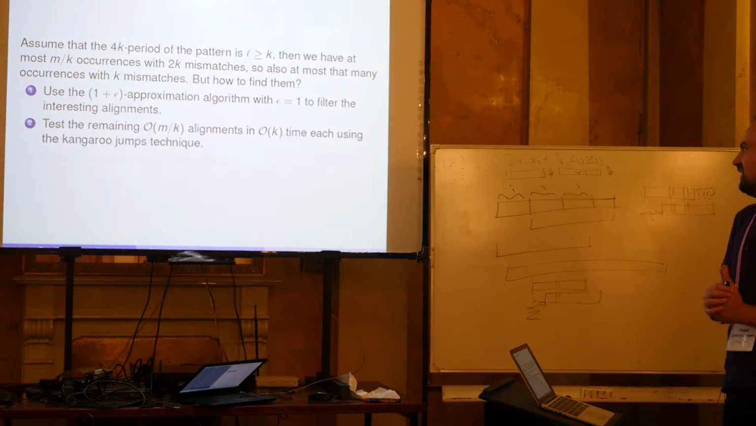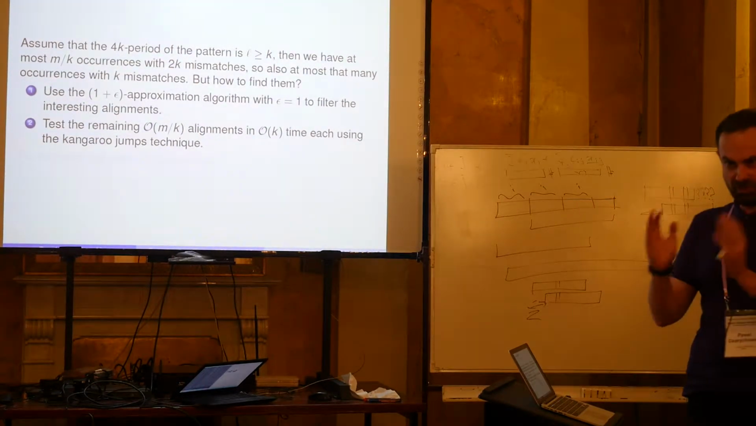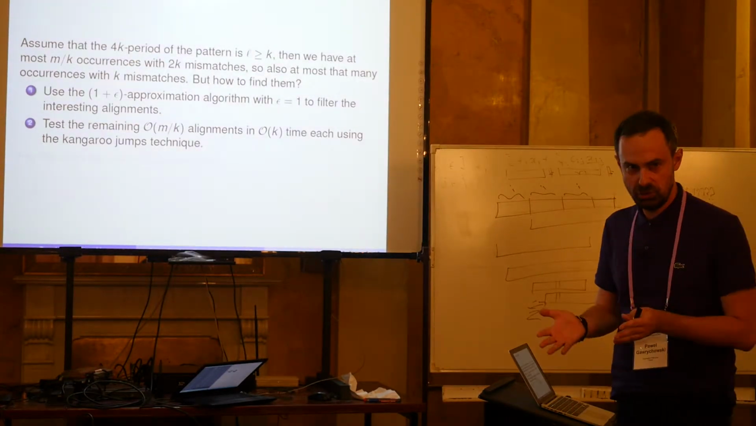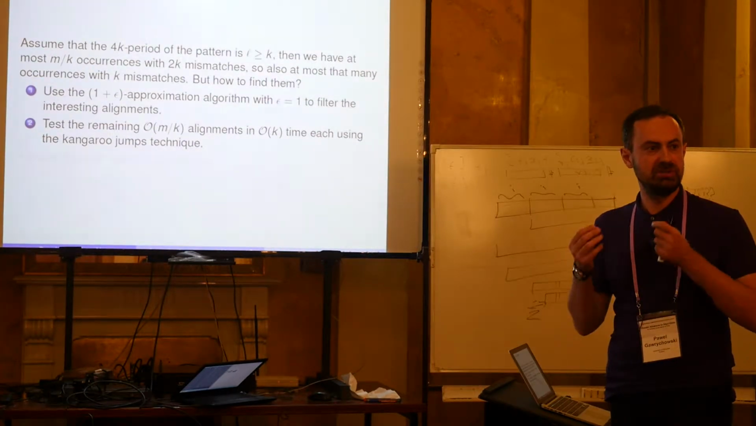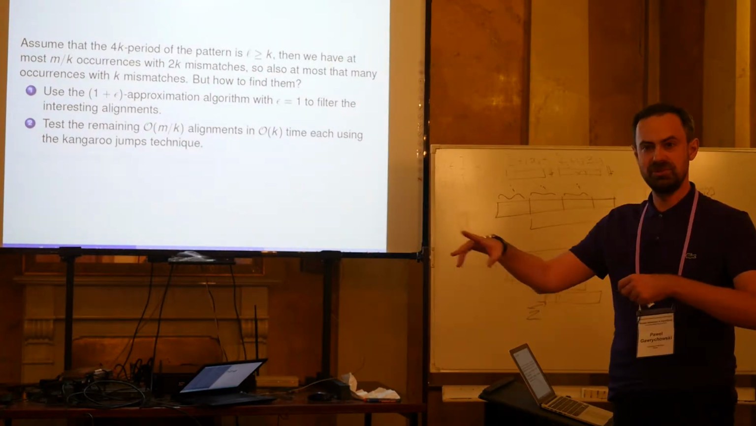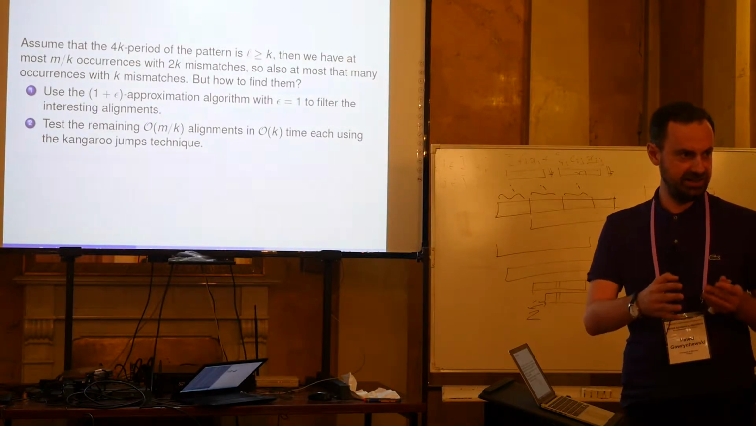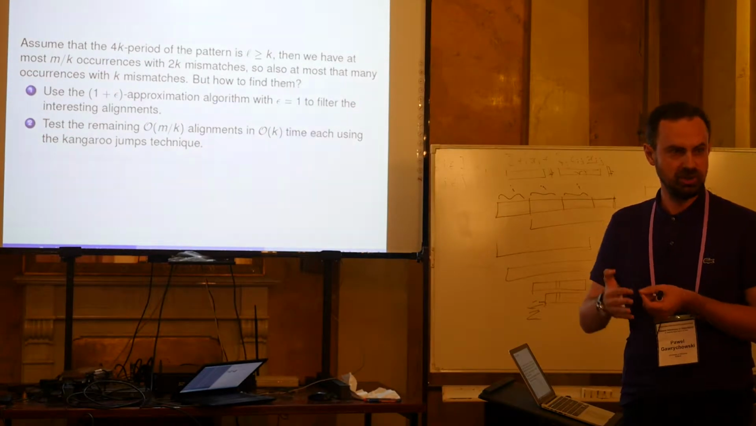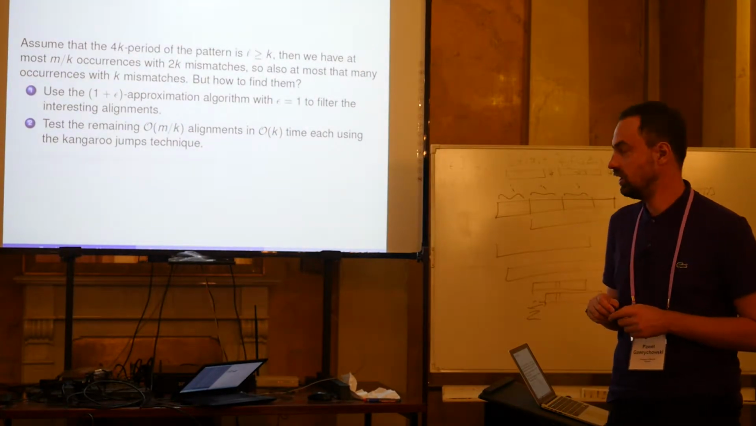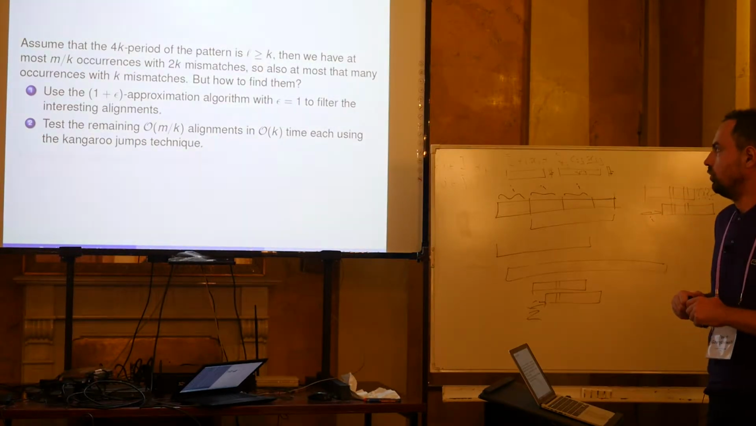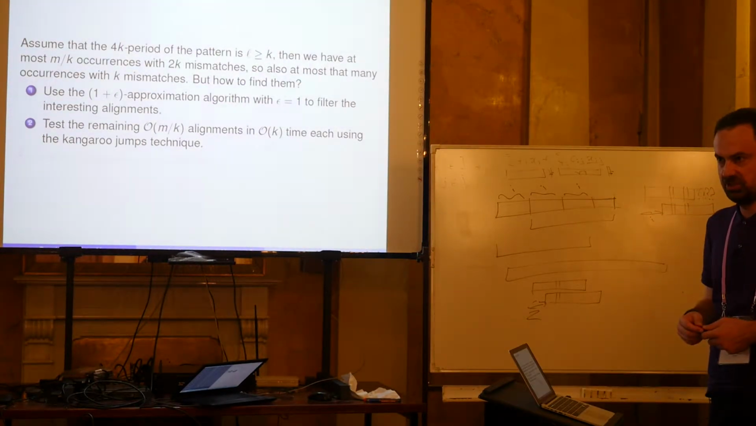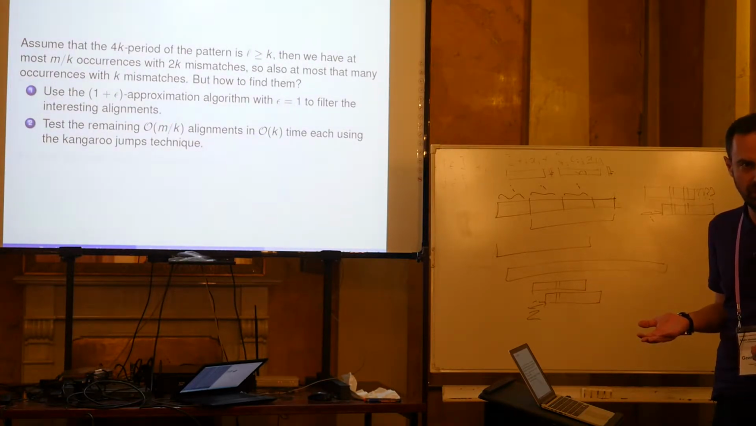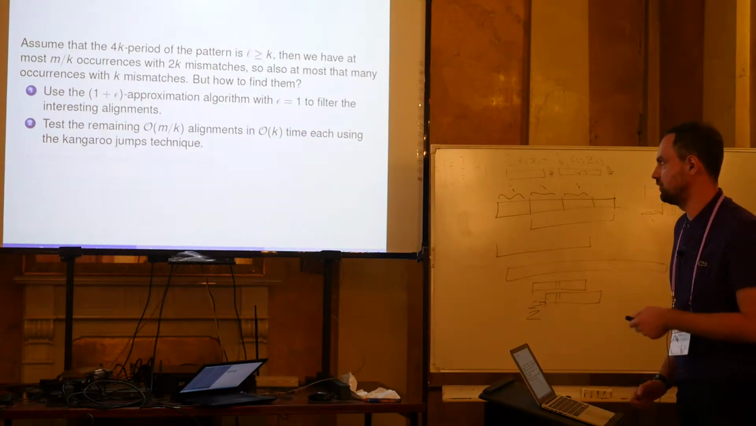But anyway, use this approximation to filter out some of the positions. And then you show that there are only m over k remaining ones. And then you can afford to use this very slow method, I called it the kangaroo jumps, because you have only m over k candidates. So you can verify each of them in O of k time by just computing one by one the number of mismatches. So for the second step, you only spend O of k time for each of those remaining possibilities. But there are only m over k of them, so you spend O of m in the second step, because of this filtering. And that's quite a usual trick.